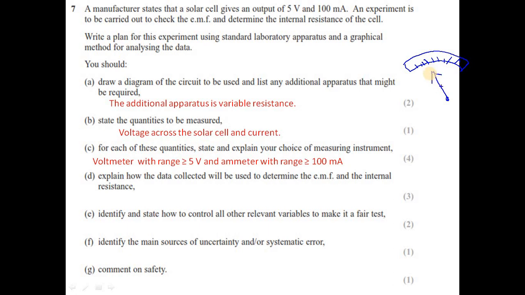That means we need to read the reading with our eye. So there's a chance that we have a parallax error if we are using an analog meter, and if we are using a digital meter, we might have a systematic error or a zero error in the instrument.